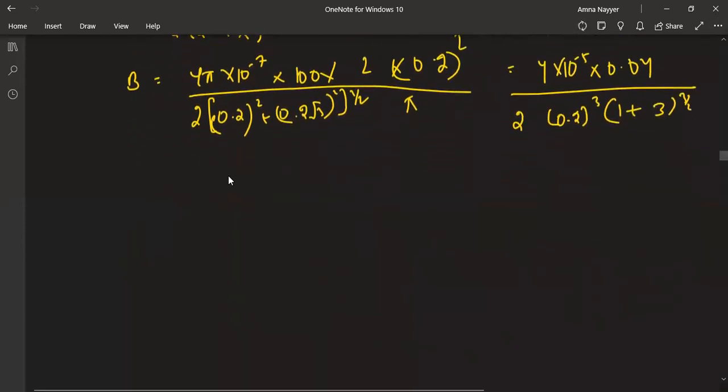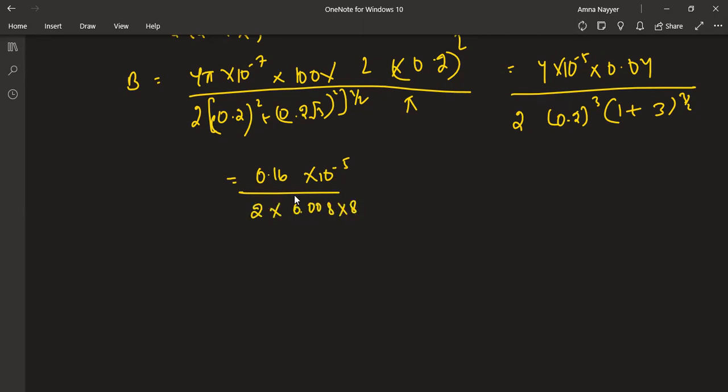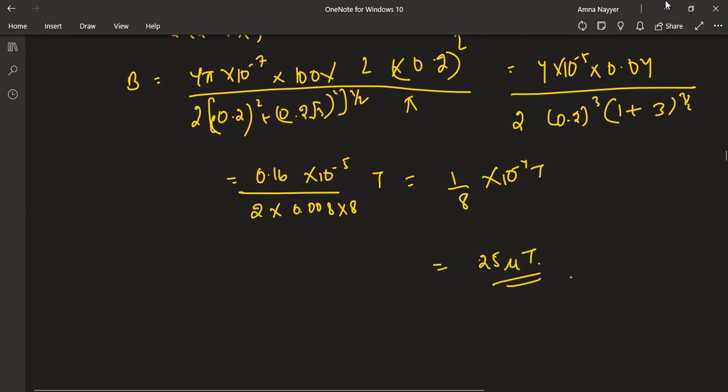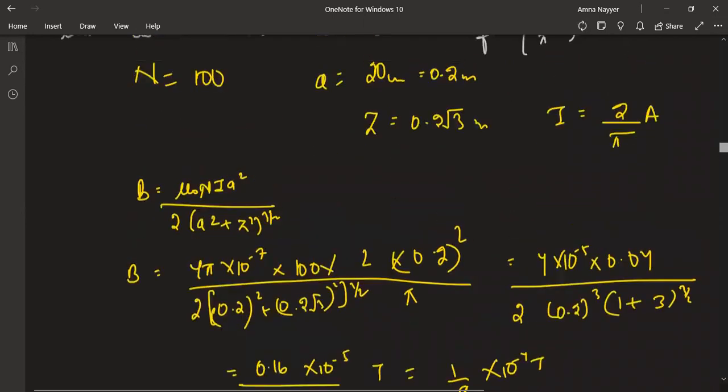4 into 0.04, this will become 0.16 into 10 to the power minus 5 divided by, this will be 2 into 0.008 into 8, this much Tesla. So this will become 1 by 8 into 10 to the power minus 4 Tesla. So this will be equal to 25 micro Tesla. That's how you'll solve the denominator step by step. All right, class.